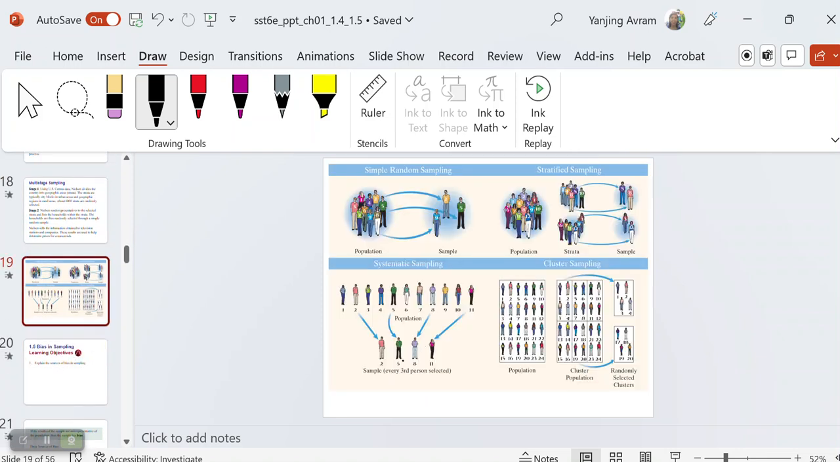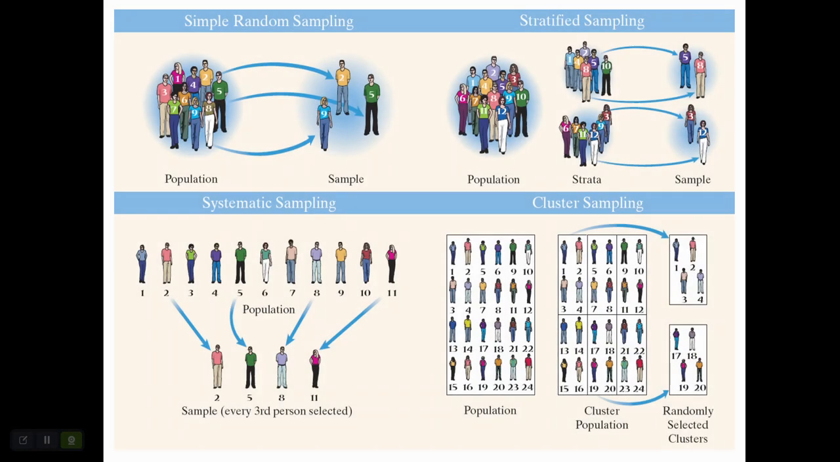Okay, so look at this one right here. If you look at this picture, what is the simple random sample? For a simple random sample, you go to this population and you just randomly choose 1, choose 2. Number 2 got randomly selected, number 9 got randomly selected, number 5 got randomly selected. So that's the simple random sample, all right?